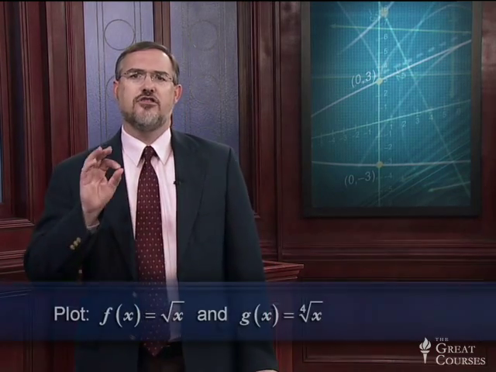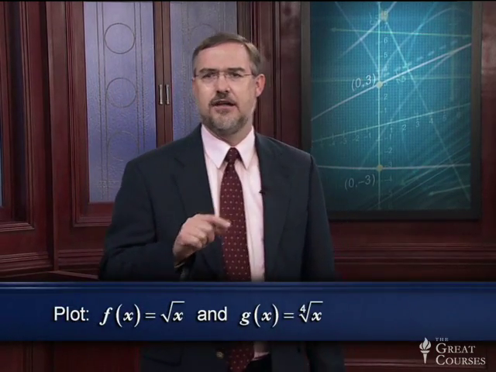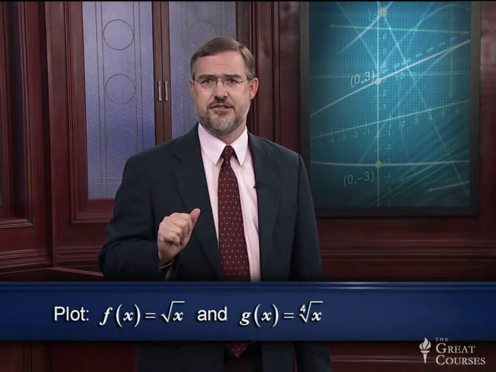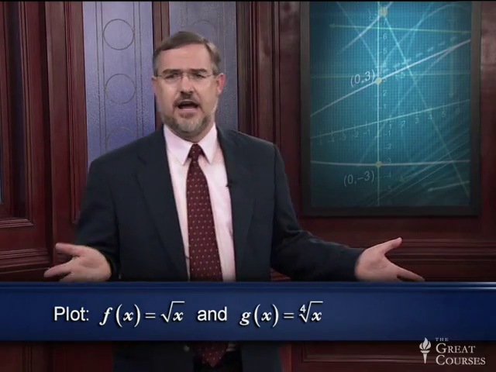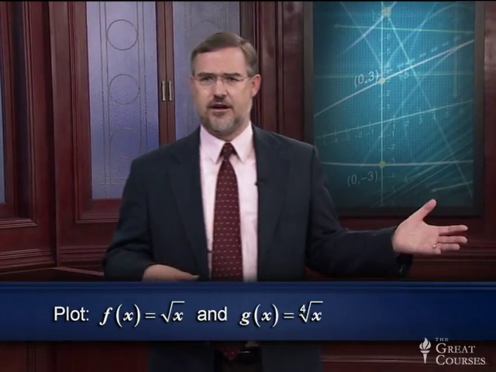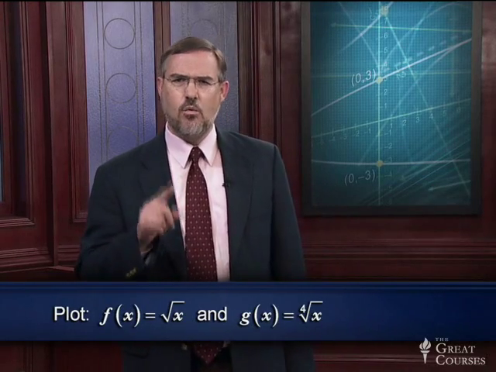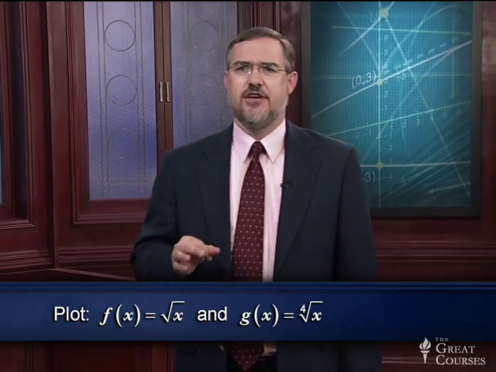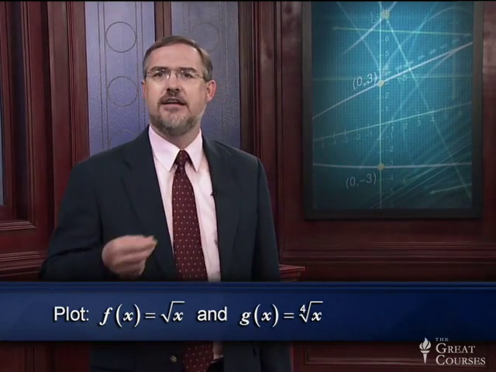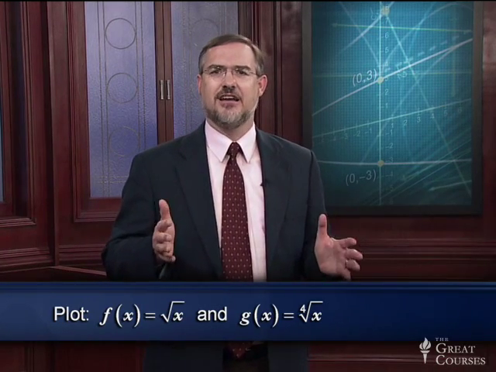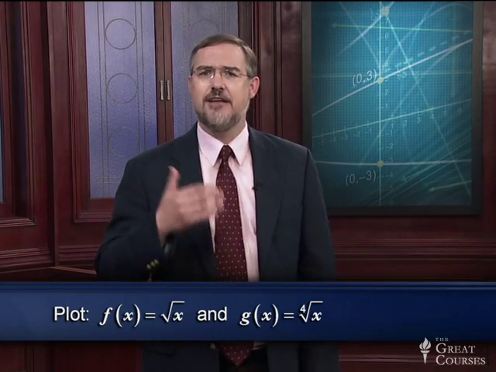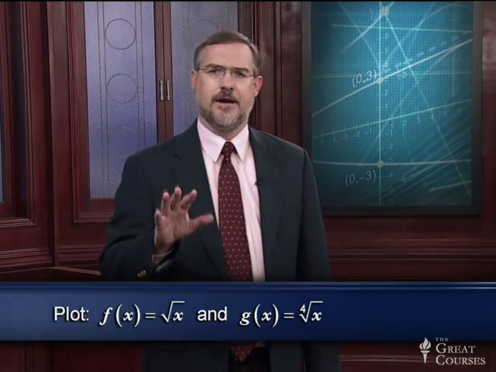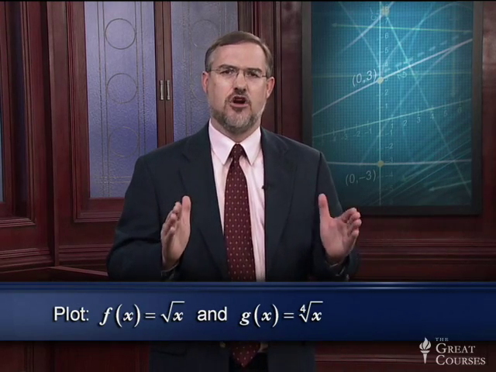So here's the example. On the same set of axes, I'd like us to plot f of x equals square root of x and g of x equals the 4th root of x. Okay, to start, we know how to graph f of x, because that's the square root of x, so we can easily do that quickly. We've already talked about that today. What about the graph of g of x? Well, one thing to notice is that the domain of g of x is the same as the domain of f of x. It's the set of non-negative real numbers. And that's because you can't plug a negative number into the 4th root of x function. Okay? So both of these functions have the same domain.